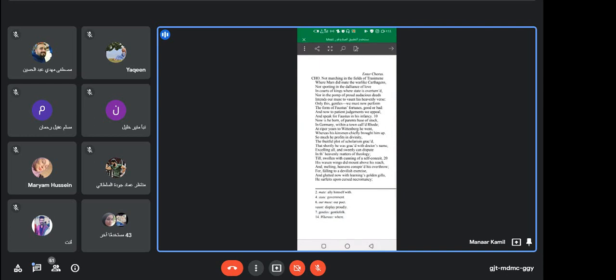Now he is born of parents base of stock in Germany. So he was born in Germany. Then he went to Wittenberg. This is some information about the character we are going to study. Whereas his kinsmen chiefly brought him up, so much he profits in divinity.